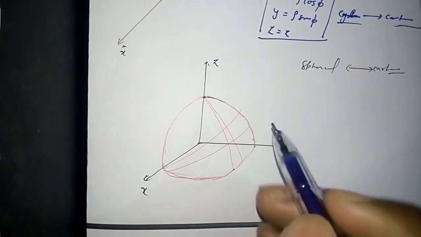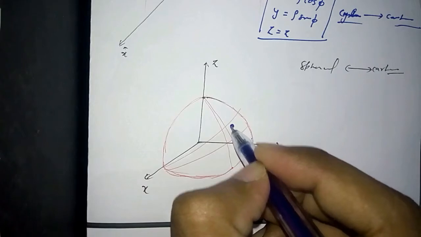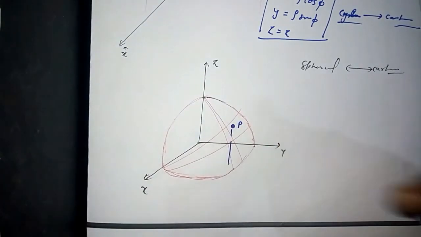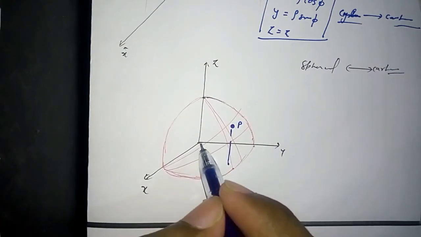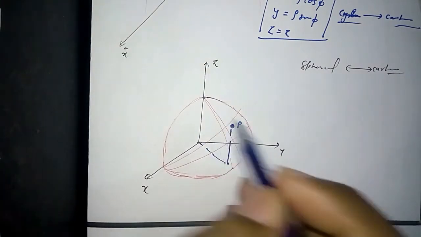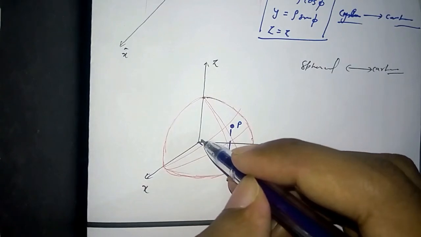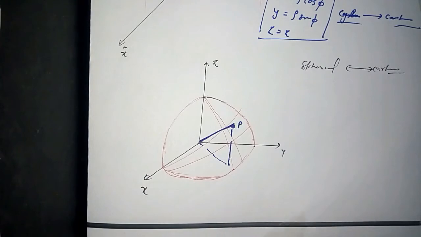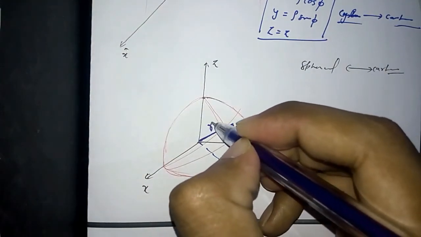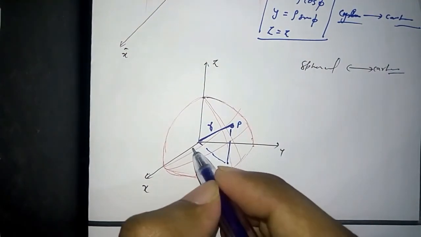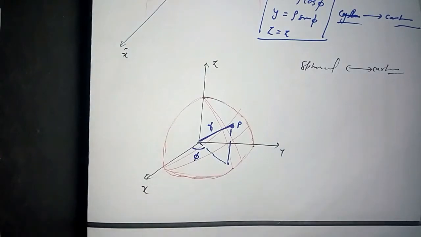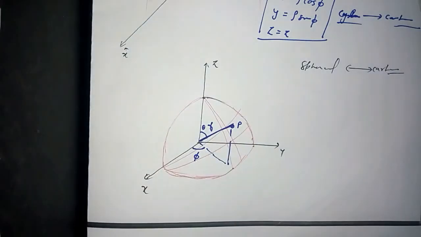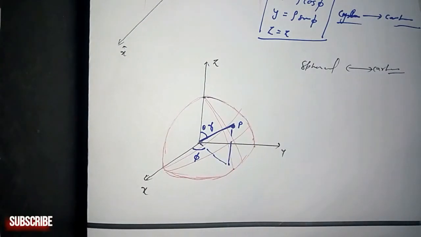So let's say we have a point P here, point P. This is the projection on the xy plane, and this is the radius of the sphere, okay. It is represented by r. This angle is phi and this angle is theta, okay, we have discussed in the last class.